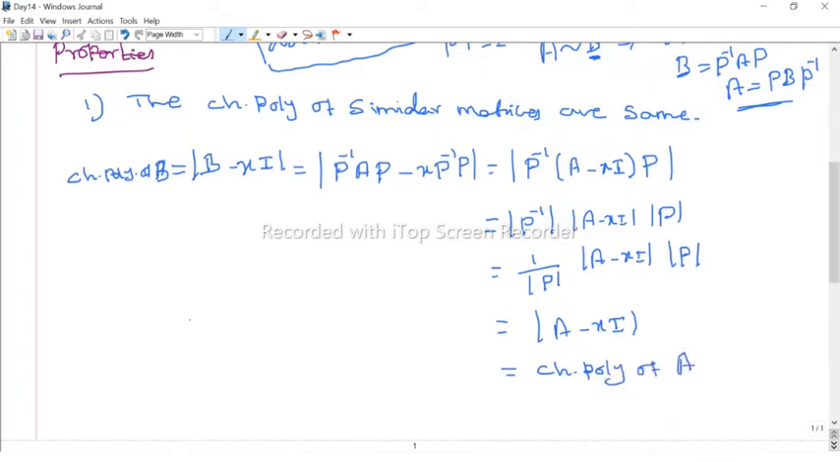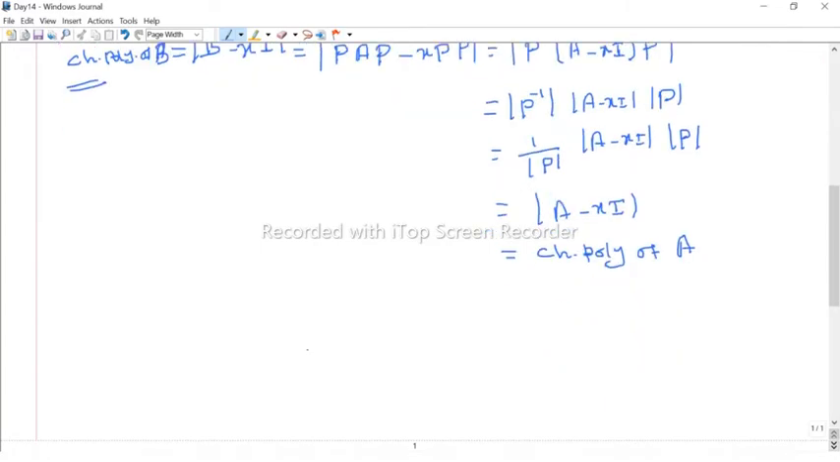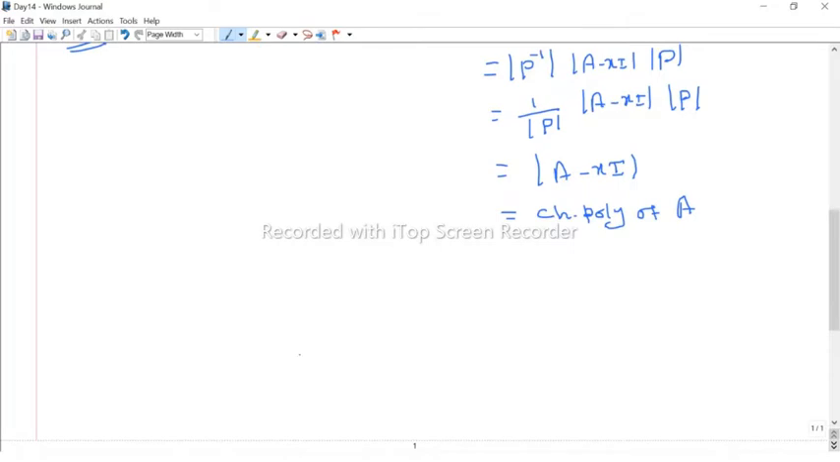Characteristic polynomial of the matrix A. Therefore, we start with the characteristic polynomial of B. Now we prove that this is equal to the characteristic polynomial of A. Therefore, similar matrices have the same characteristic polynomial. Once they have the same characteristic polynomial, they have the same roots, the same eigenvalues, because both are the same polynomial. Therefore, the corollary of this theorem: the eigenvalues of similar matrices are the same.